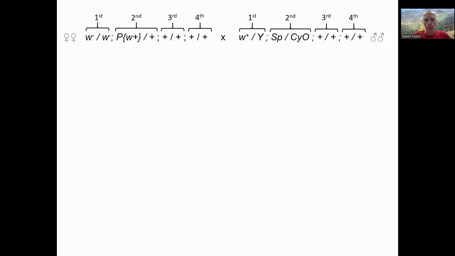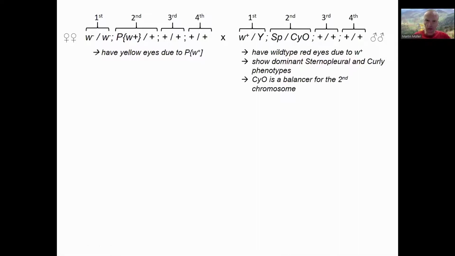So if you note down the genotypes like this here, the first thing to do is only consider the chromosomes that you want to. And here I want to just point out that these flies here, they have yellow eyes because they have this P element transgene marked with white. And the males, they have wild type red eyes. You can see it has a wild type copy of white, hemizygous, because it's XY.